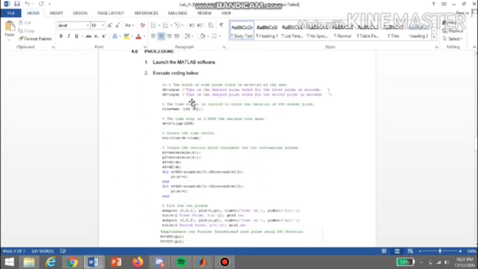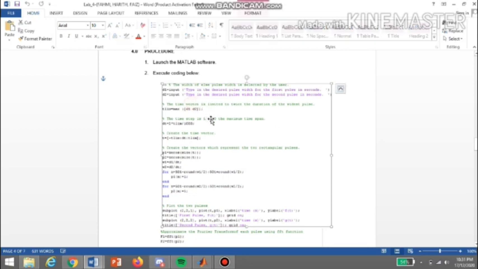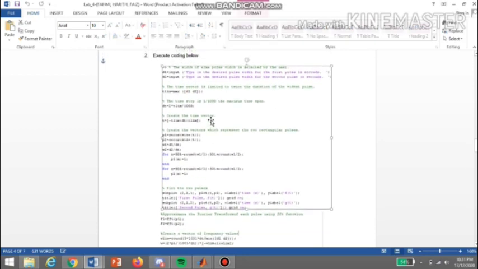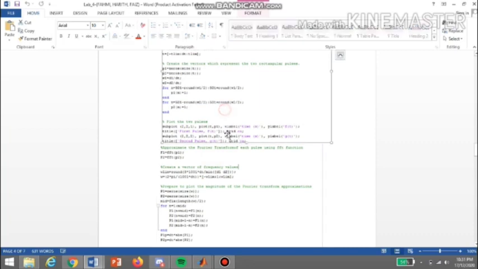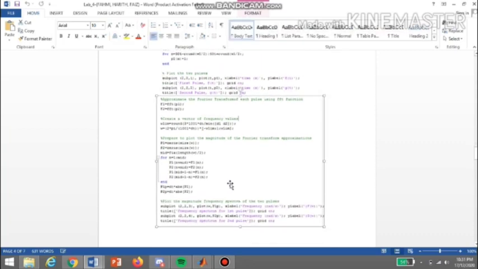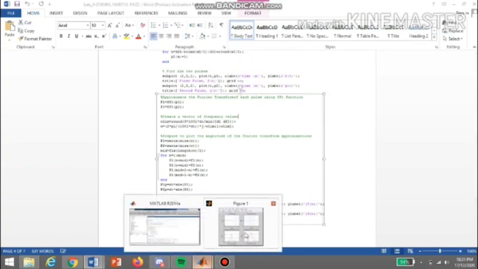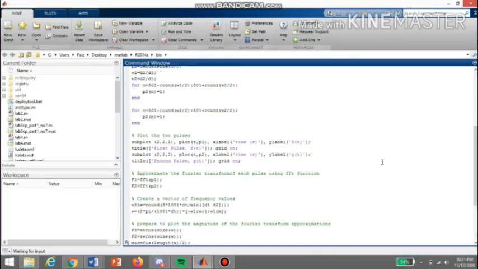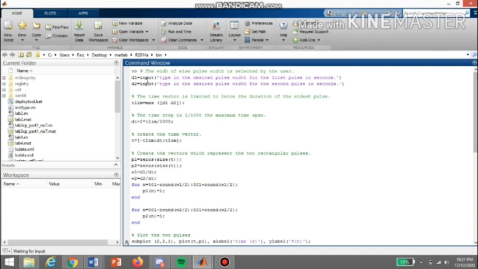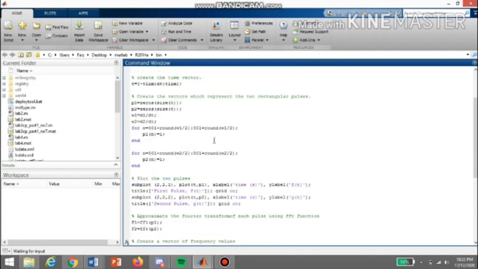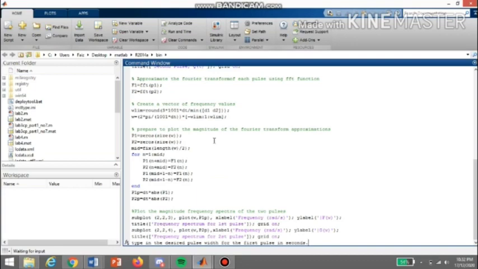Okay, this is the coding that we must copy and type at MATLAB. So this is the coding that I copied from the question from Lab 4.